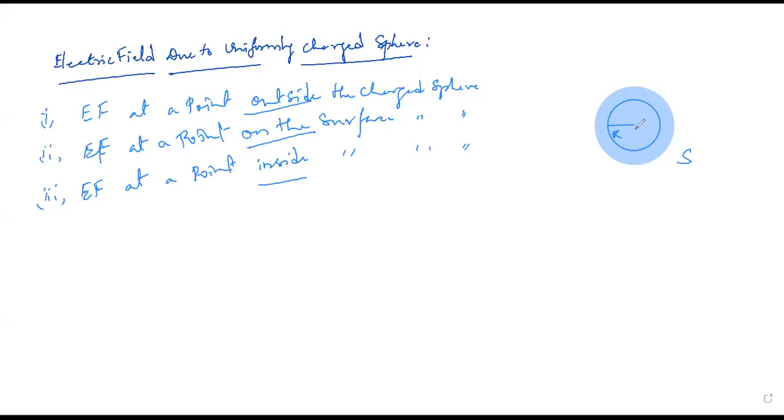Now, this is the point O I am taking, and since it is a uniformly charged sphere, let a charge Q be uniformly distributed over it. So that we have taken. Now, suppose the point lies outside. This is the point I have taken, point P, where I am going to find the electric field intensity.